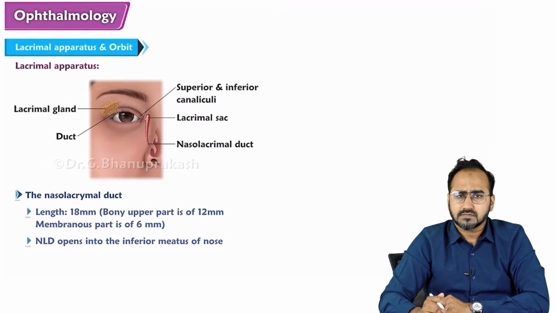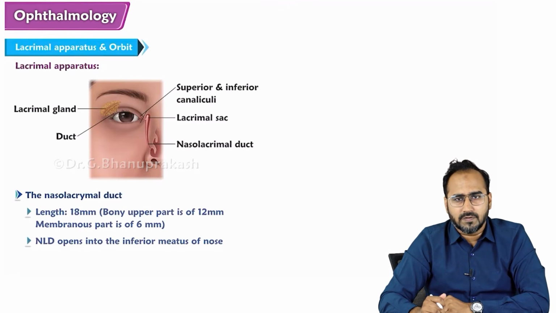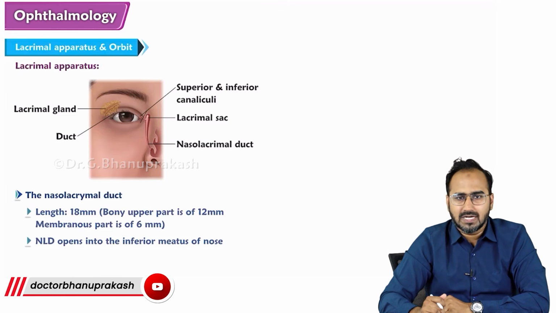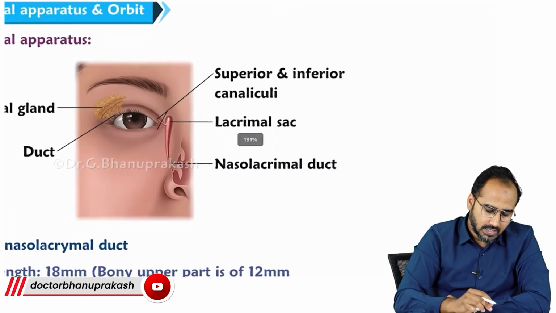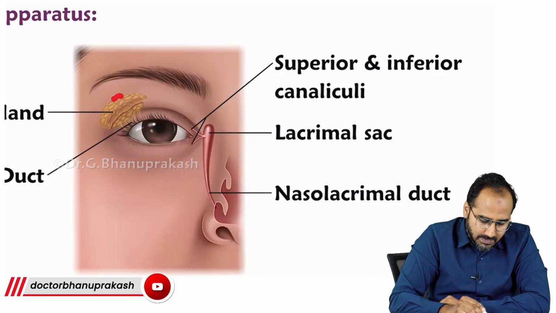Right guys, my name is Dr. Wajid Khan. We'll be dealing with this topic of ophthalmology, which involves the lacrimal apparatus and the orbit. In the lacrimal apparatus, we need to discuss the lacrimal structure or the lacrimal gland, right? Guys, you can zoom in over here and look over here. This is the lacrimal gland.